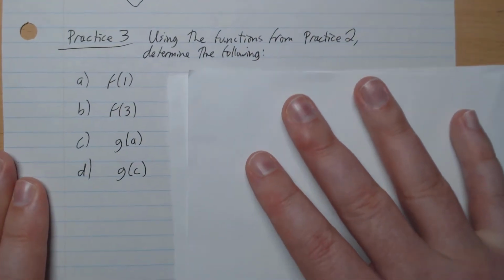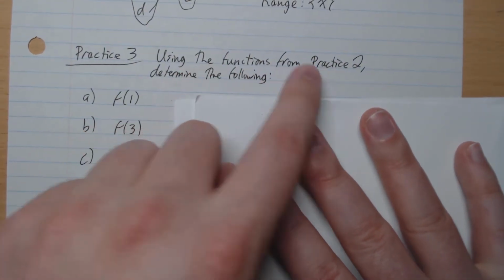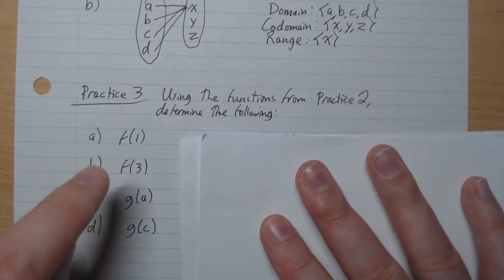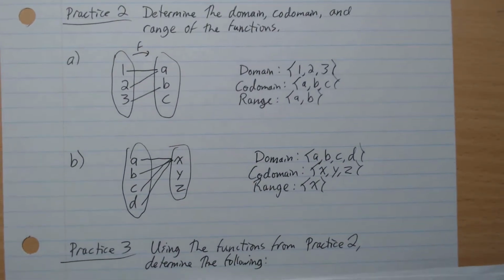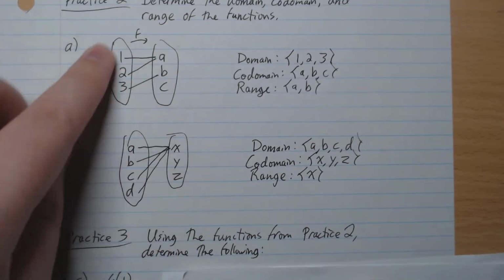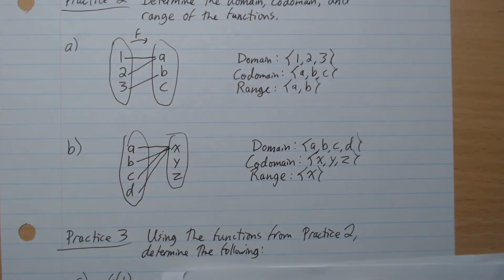Practice number 3. Using the functions from practice 2, determine f of 1, f of 3, g of A, and g of C. So here you go. You can copy that down in your book. We're looking for f of 1, f of 3, g of A, and g of C.